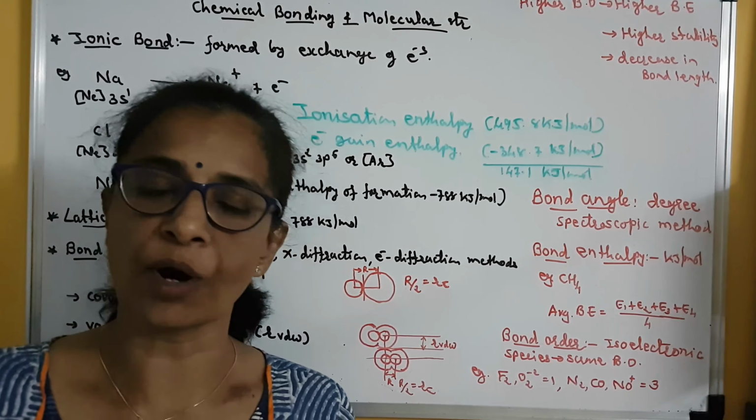Now in sodium, the atomic number is 11, its electron configuration is neon 3s1. When this electron from 3s orbital is lost by sodium atom, it is converted into sodium ion, and this sodium ion will now have configuration of neon, means it is an inert gas configuration. So in this neon there is a complete octet, it is 2s2 2p6, so there are 8 electrons.